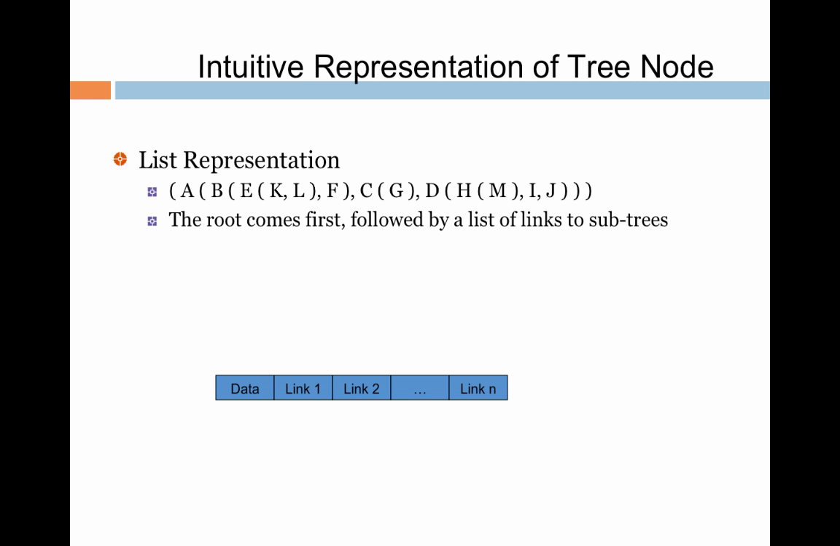Let us look at an intuitive representation of a tree. One of the most popular ways to visualize a tree is the list representation. So let us look at this particular list. As you can see, the list contains further lists inside it. So this whole list has multiple lists inside it. Let us look at the multiple lists.